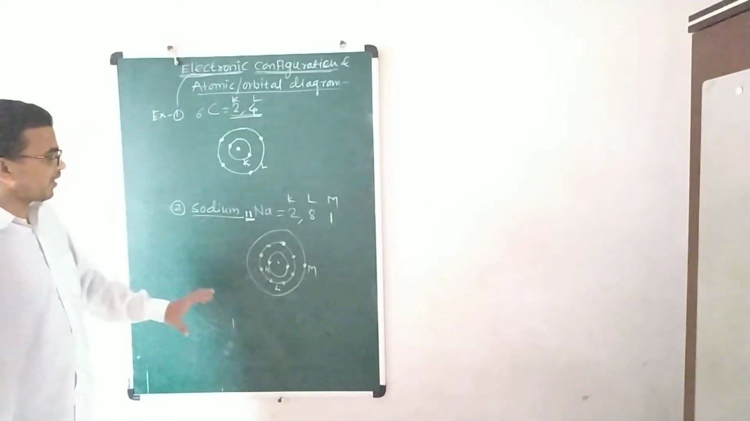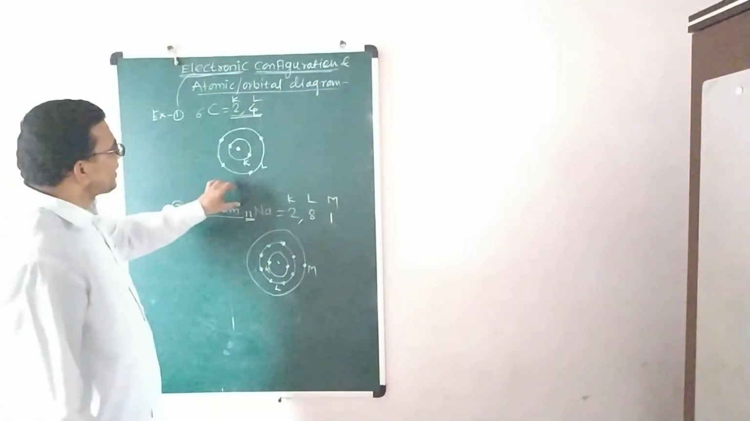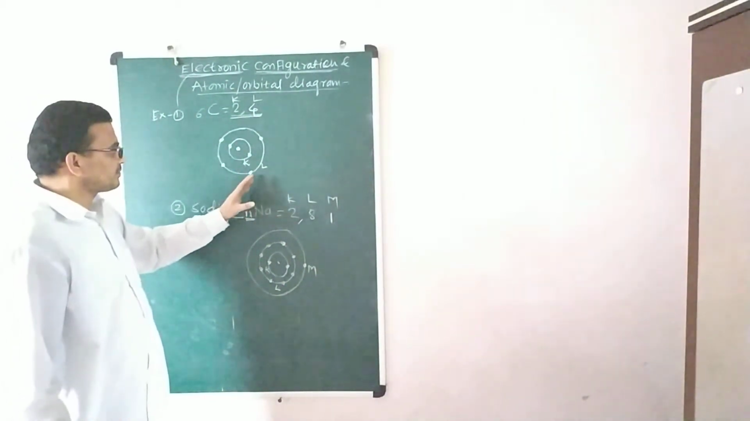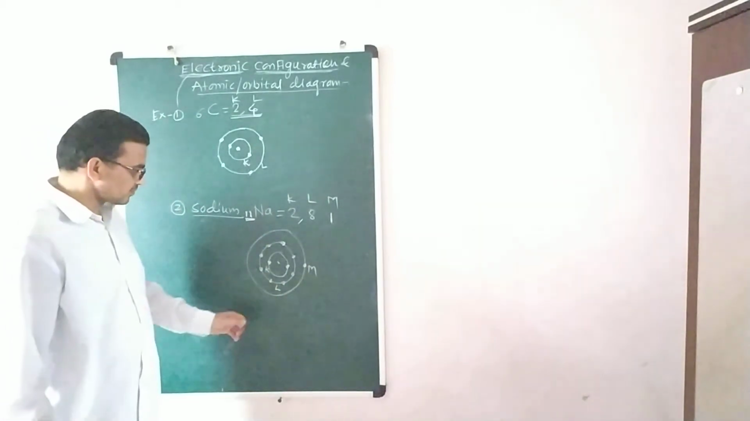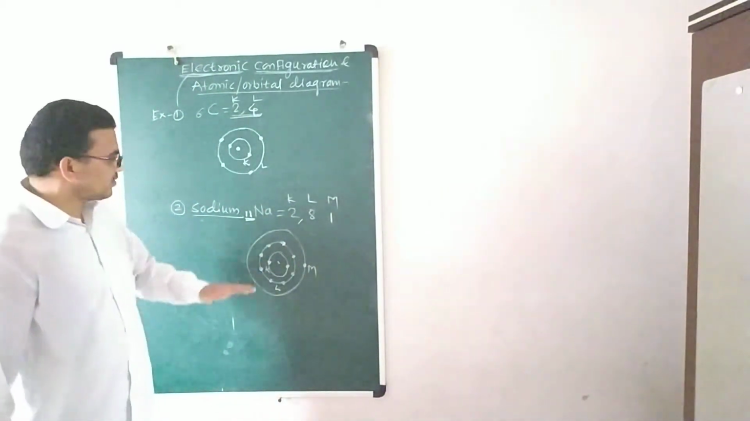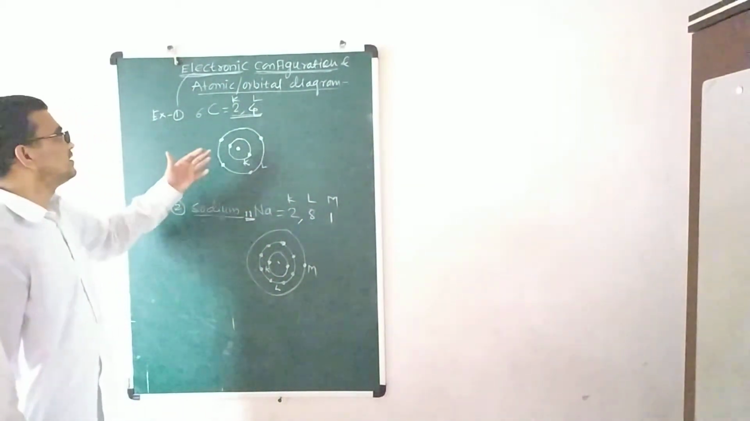But the point is, what is electronic configuration? See, this is a systematic arrangement. Right? You can easily understand. K cell 2 electrons, L cell 4 electrons. Here also, K cell 2, L cell 8, M cell only 1. So this is the systematic way. In this way, you can easily understand.